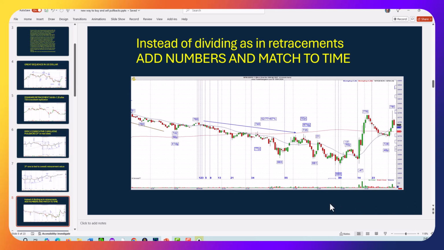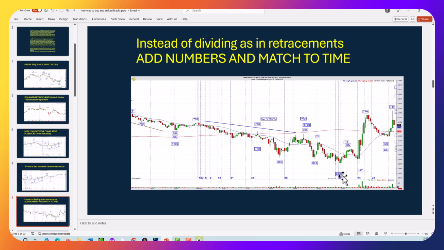So, in summary, instead of dividing as in retracements, we add the numbers and match it to time. For instance, in this case, we've got 52 points up, 77 points down, 67% retracement, and it's 67 bars to here. So it works either way. And look at the low, 668.